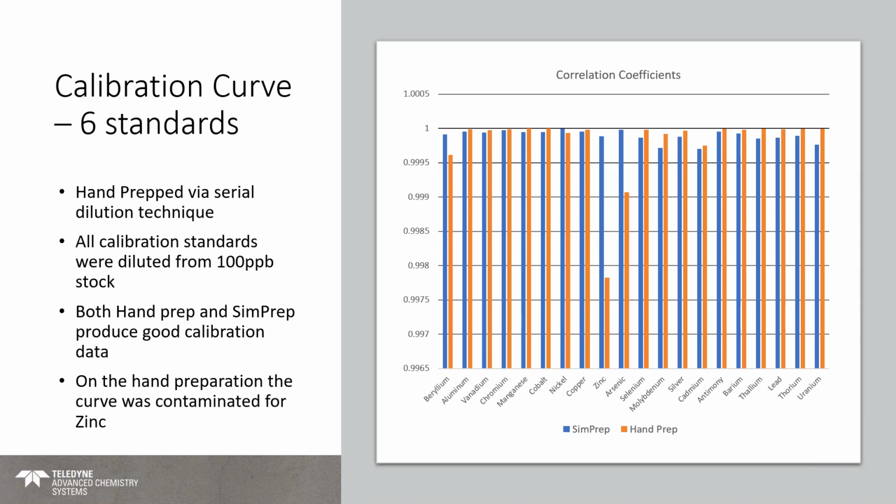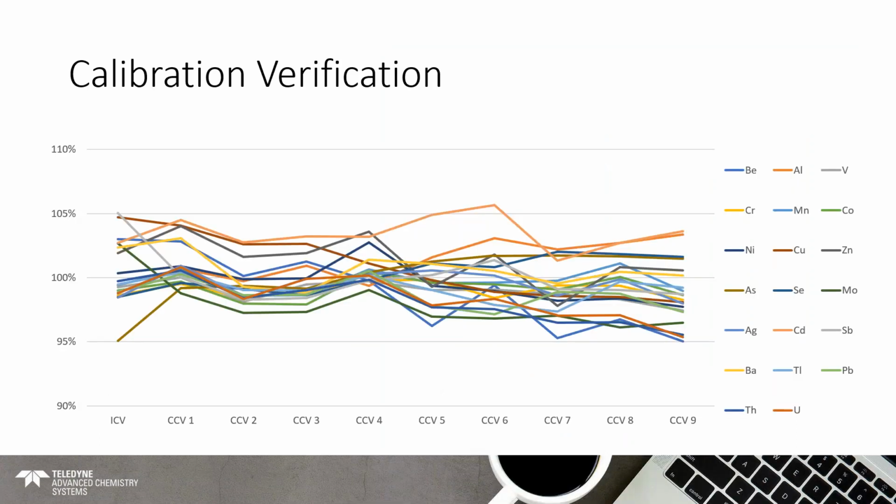So once your calibration's run, you want to verify that it's actually good. So the ICV here is the second source. After the calibration, we ran the ICV, and you can see everything comes in within plus or minus 5% on the ICV recoveries. And then we ran a CCV every 10 samples all the way through the end of the run. And you can see those tracking here. They're all easily within the EPA requirements of plus or minus 10% across all of the elements. And almost everything's within 5%, as you can see.